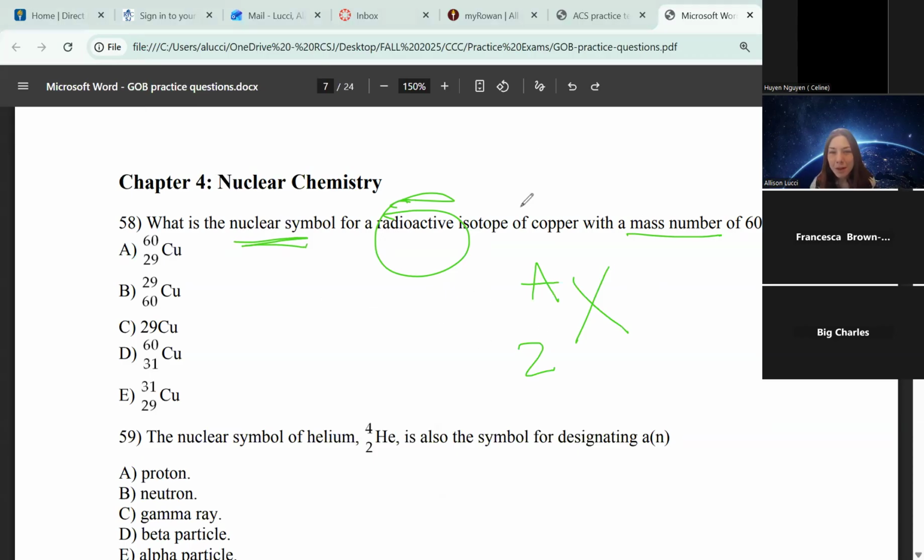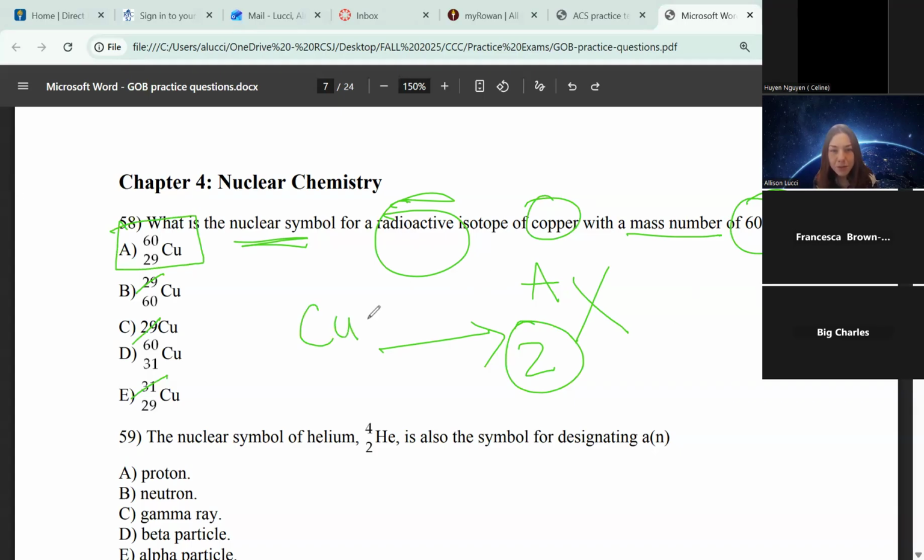So copper, we're told, so we know we have the same elemental symbol for all of these. So that won't help us eliminate answer choices, but we're told the mass number is 60. So if I don't see a 60 up top, I'm going to eliminate B, C, and E. So now I'm between A and D. So this is where I have to figure out my atomic number, my Z number, down here. Copper on the periodic table is number 29. So I'm going to say answer choice A is the best answer here.